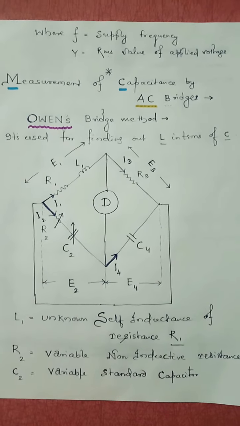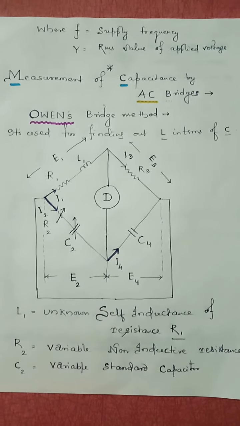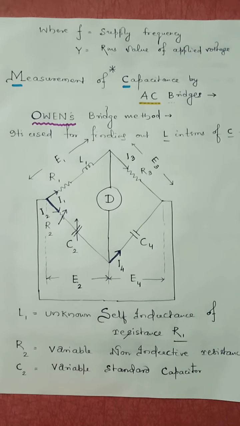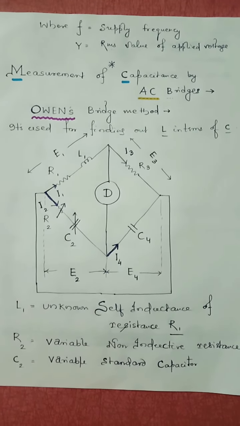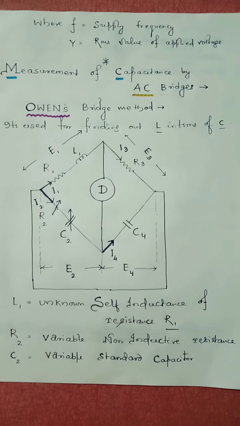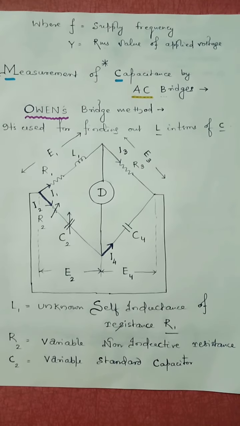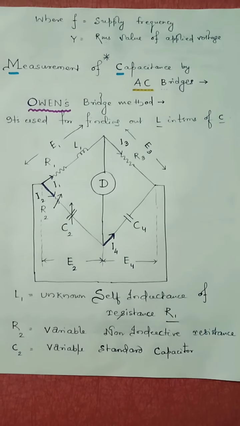Measurement of capacitance can be possible by AC bridges. Among them, Owen bridge method is drawn below. These detectors E1, E2, E3, E4 are 4 voltages. Resistance, inductance, capacitance are shown in figure.